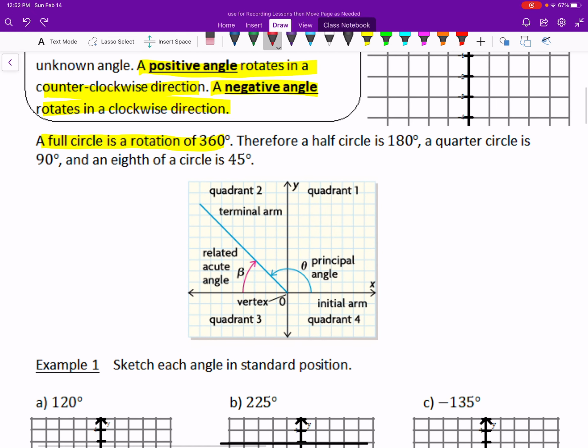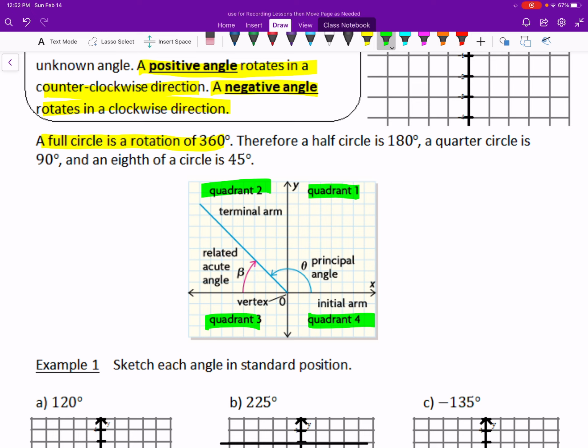Here are some different terms that we should know. Just a reminder that we can break the Cartesian plane down into different quadrants. Top right is quadrant 1. That's where both x and y values are positive. Then we go counterclockwise. Quadrant 2 is top left. Quadrant 3 is bottom left, where both the x and y values are negative. And quadrant 4 is bottom right.